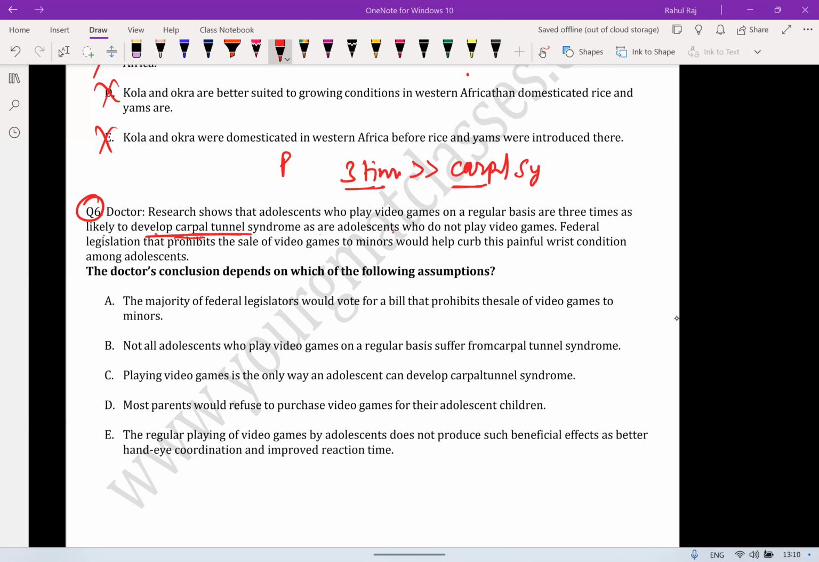Perfect. Now see here, federal legislation that prohibits the sale of a video game to minors would help curb this painful wrist condition among children. So please understand, read the wording very properly, because you will go wrong if you have not read the conclusion properly. It says federal legislation that prohibits the sale of video games to minors.